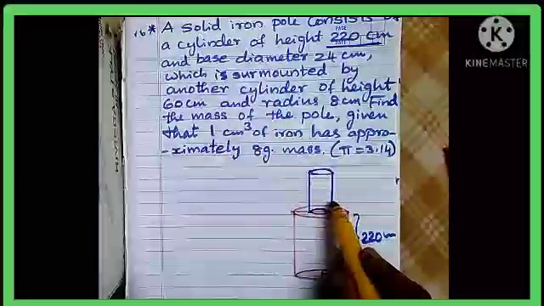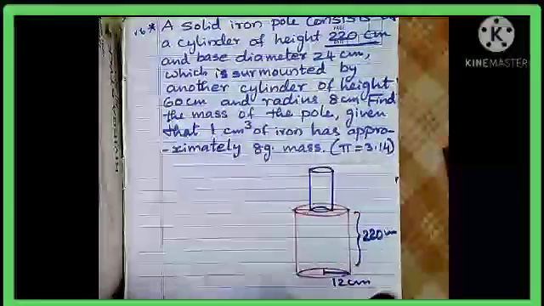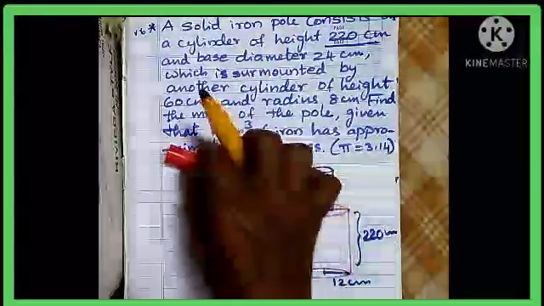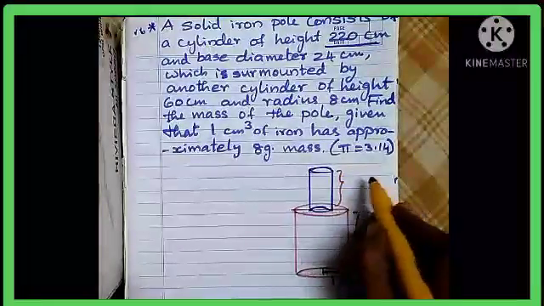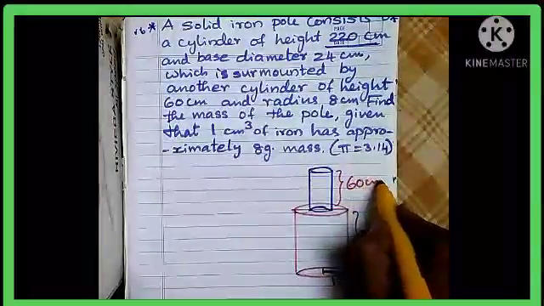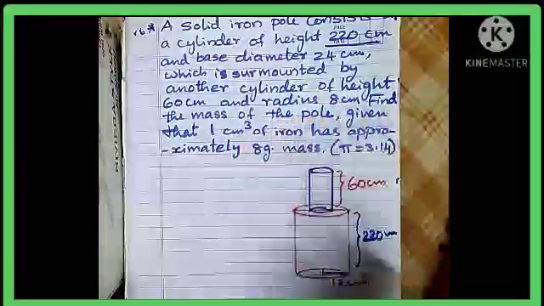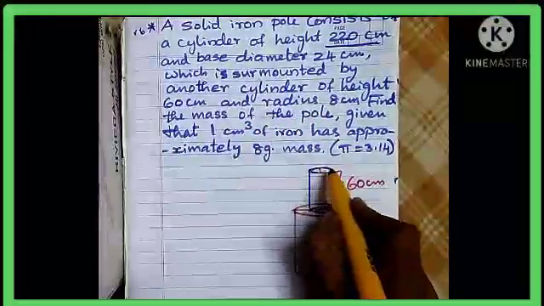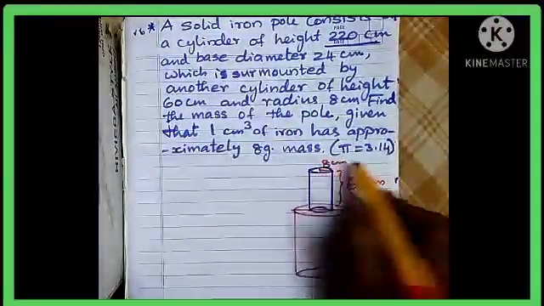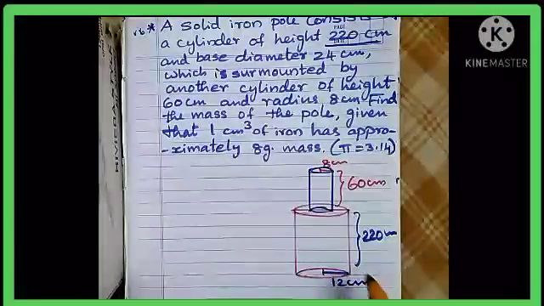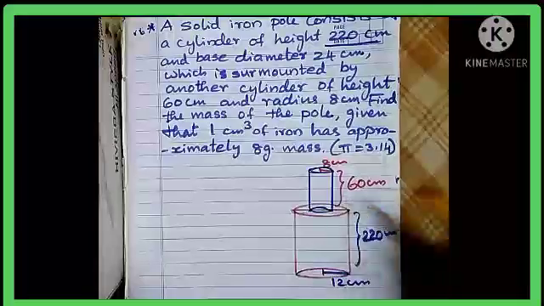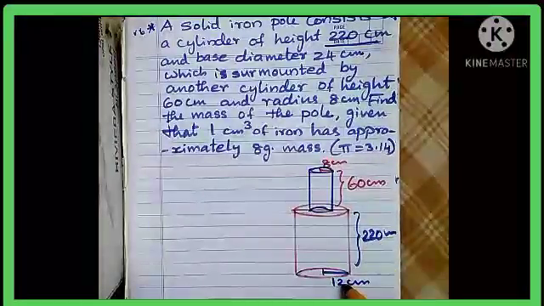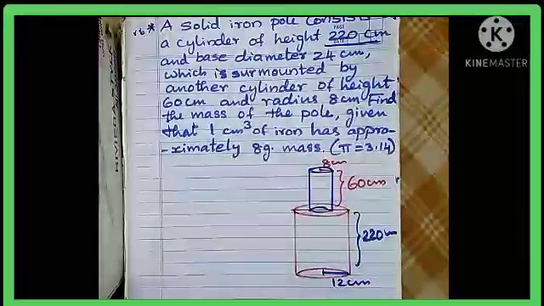So above that another cylinder you can see. What is its height? It is 60 centimeters. So we can select the height of this smaller one, it is 60 centimeters, and also radius 8 centimeter. Understand? So a larger one and a smaller one. Two cylinders are there. Height is given, radius is given. Here also height and radius are given.